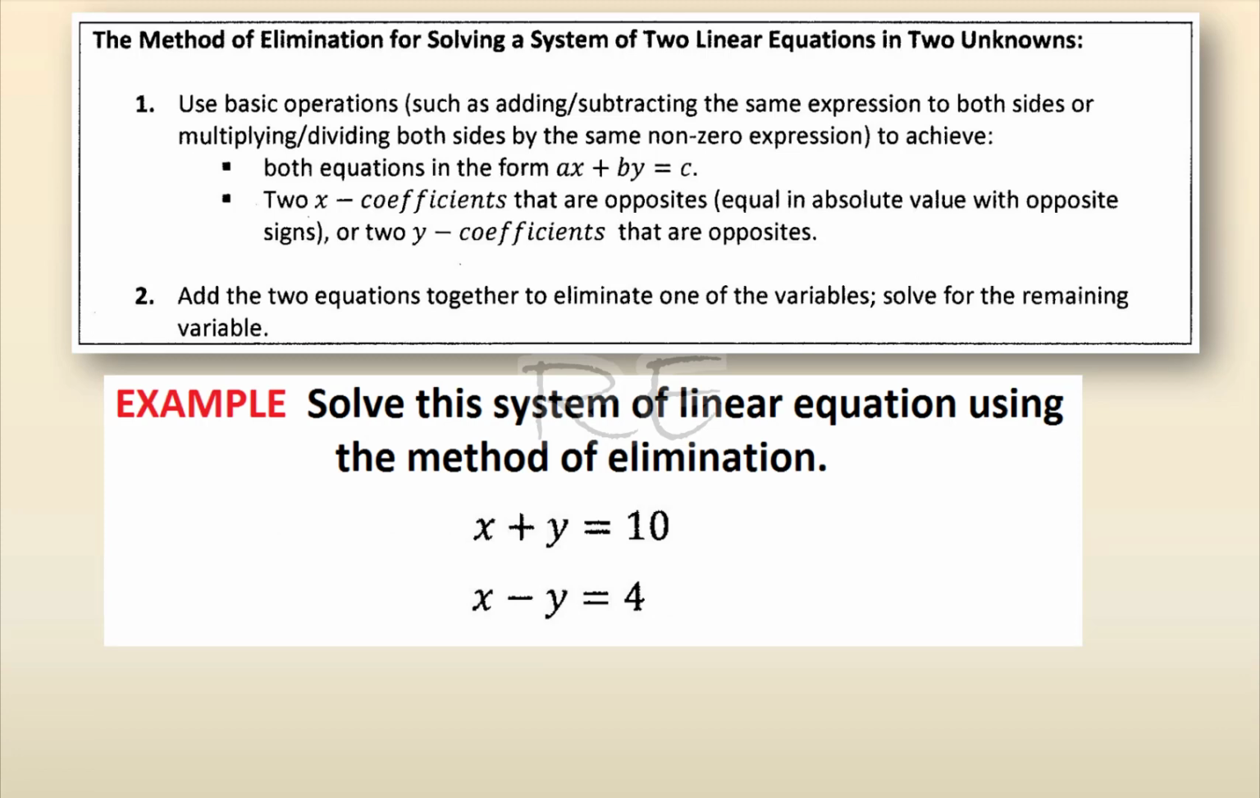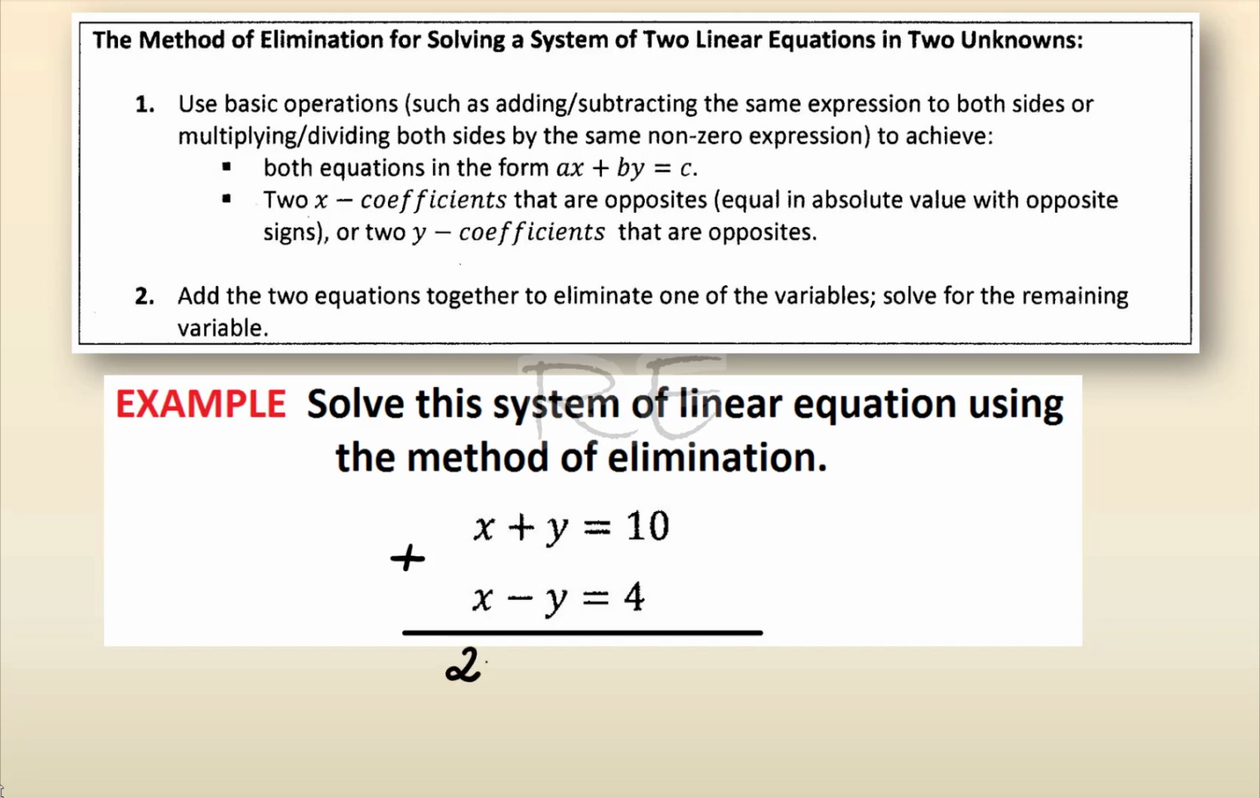Now, you first need the equation to be of the form ax plus by is equal to c, which means all the variables on one side and the constant on the other. You need two coefficients, either for x or for y, that are opposite of each other. Then you can add them to eliminate one of the variables and then solve for the remaining variable.